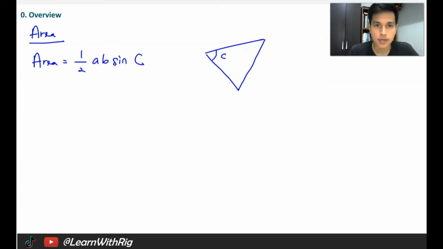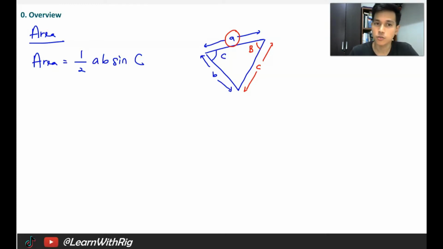Where is A and B? A and B has to be the length of the sides next to the angle. So this length here is A, and this one here is B. You have to take the two lengths that are next to the angle. So let's say you are looking for angle B. The lengths you're taking are A, and also here there's one more side, C. I'm calling this C. So you're going to take A and C.